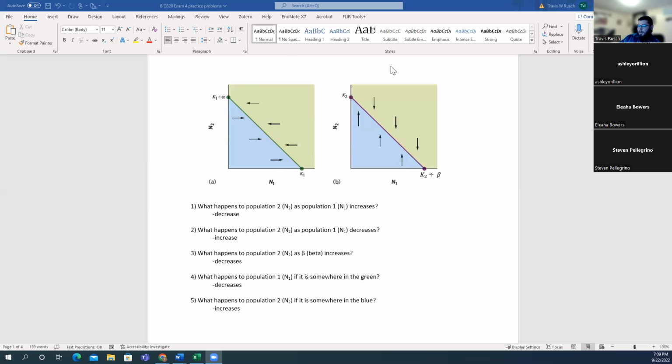Does that make sense how to kind of read these top figures? Okay, cool.